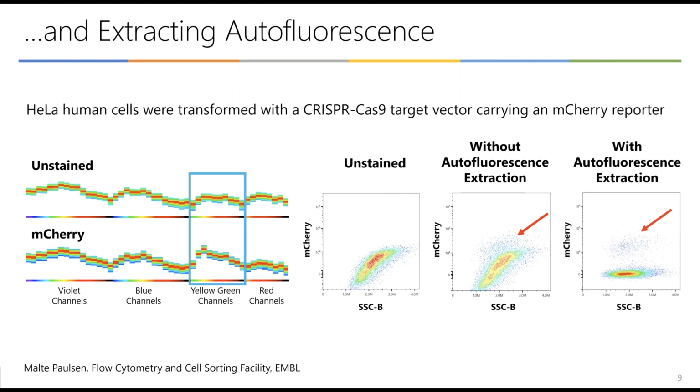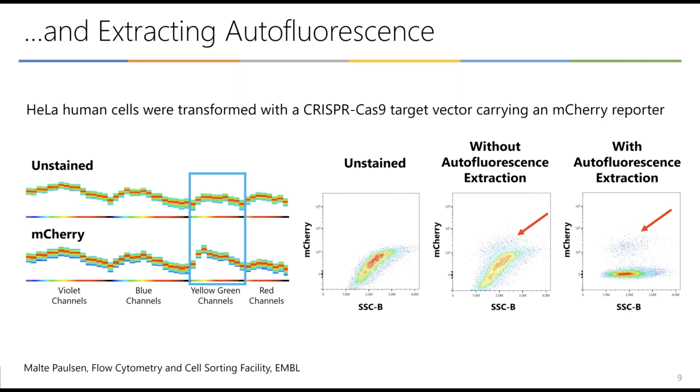However, when we turn on autofluorescence extraction, we are able to remove the contribution of the autofluorescence from the mCherry and observe a much cleaner shift. Different cell types, different treatments, and different staining conditions can alter the autofluorescent properties of our cells. Therefore, it is really important that we provide appropriate unstained controls to accurately assess the contribution of autofluorescence in our assays.